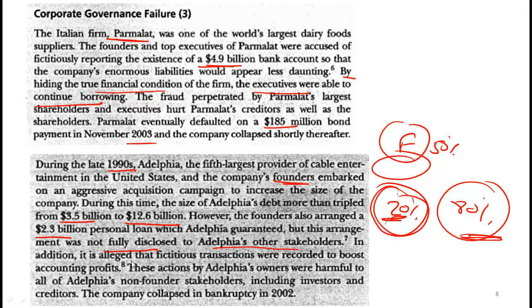In addition, it is alleged that fictitious transactions were recorded to boost accounting profits. So they might have some sister concerns or other related parties. With those related parties, they are doing these transactions to show high profits. These actions by Adelphia's owners, these are the original founders, were harmful to all of Adelphia's non-founder stakeholders, including investors and creditors. The company collapsed in bankruptcy in 2002.